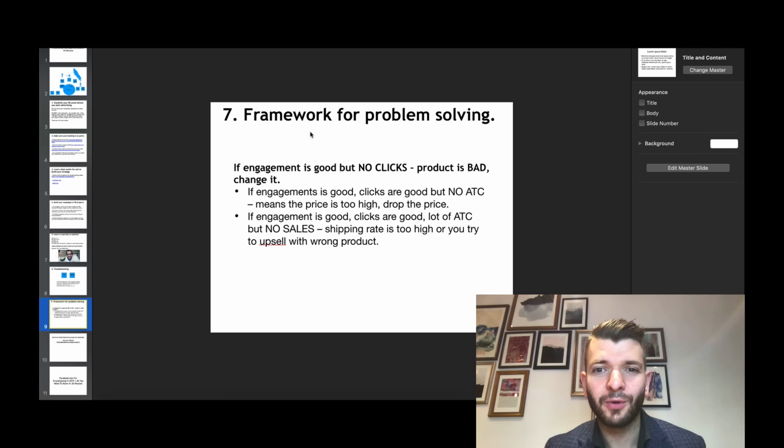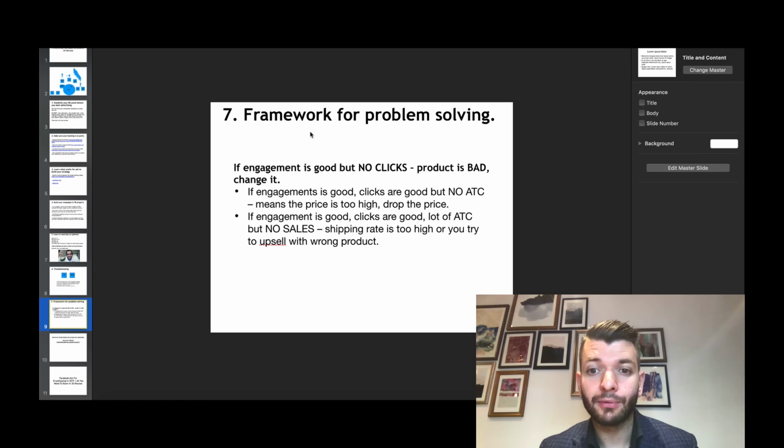Now this framework for problem solving will save you a lot of time and effort. So first, if engagement is good but no clicks, then product is bad, you have to change it, right? People are engaging with it, but people don't actually click through, then product is bad, you have to replace it. If engagement is good, clicks are good, but no add to carts, it means that the price is too high, you have to drop the price.